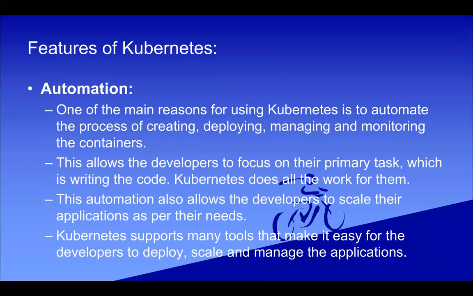Automation also allows developers to scale their applications. When you need scaling of your applications, Kubernetes will take care of that. So that's one of the major features of using Kubernetes. And Kubernetes supports many tools that make it easy for developers to deploy, scale, and manage the application.